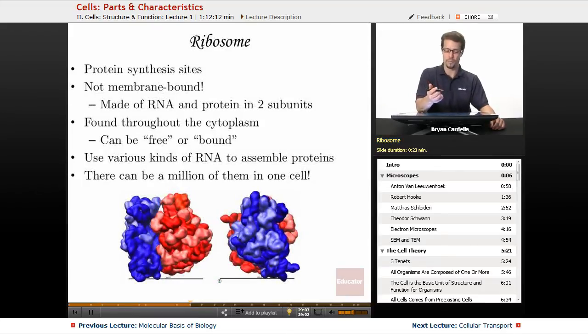Next up, ribosome. Ribosomes are found in every single cell on Earth. Now, a nucleus wouldn't be, because if you remember, a prokaryote does not have a nucleus. It still has DNA, but it's not in a spherical structure inside of the cell. But every single cell on Earth, prokaryote, eukaryote, has ribosomes. These are not membrane-bound. They do make proteins. That's what they do.